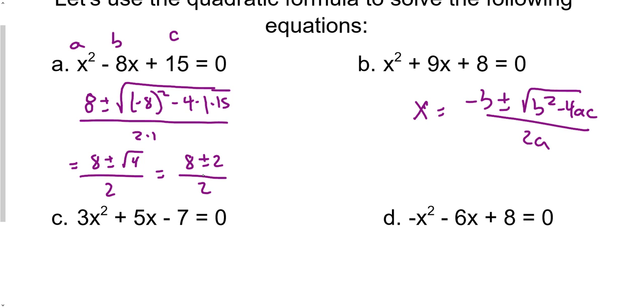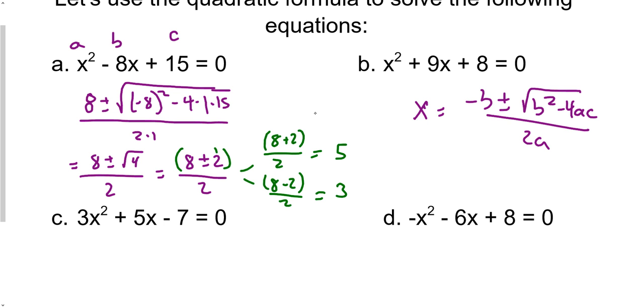Okay? So when you do this, other big thing, if you put these in the calculator, you have to do this part in parentheses. And don't forget that you're going to do two answers. You're going to do 8 plus 2 divided by 2, and you're going to do 8 minus 2 divided by 2. All right, so 8 plus 2 is 10, divided by 2 is 5. 8 minus 2 is 6. 6 divided by 2 is 3. And so there's my two answers. I have x equals 5 and x equals 3. And what do you know? It's perfect. It works.